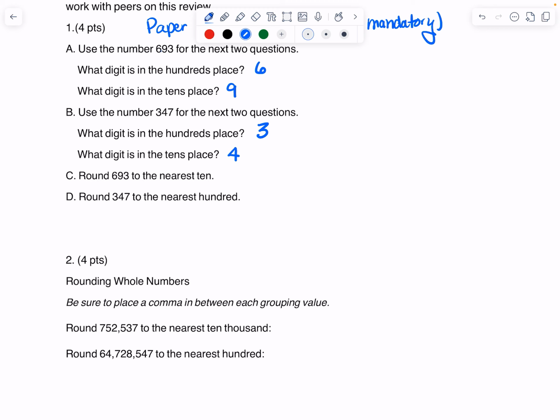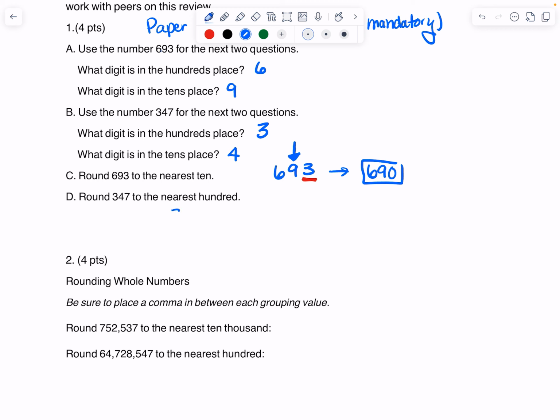Round 693 to the nearest tens. Remember, what we do with this is we put an arrow over the place value, which 9 is in the tens place, and then we look at the digit behind it. If the digit behind it is less than 5, then we keep the 9 alone and we put a place value of 0. So the answer to this is going to be 690.